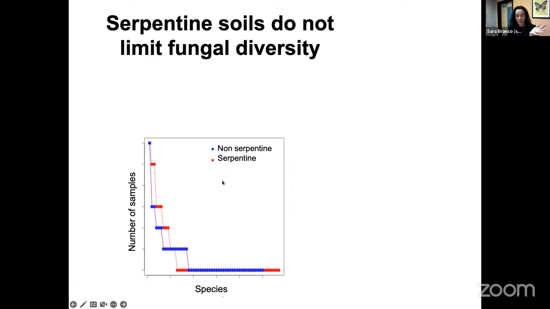And the first thing that is glaringly obvious is that these curves are very similar, and that we have many species that were found only once. And I have to say that even though there's some species that are abundant, this is only like a quarter of the samples that I analyzed, meaning that my hopes of getting a simplified system were completely botched.